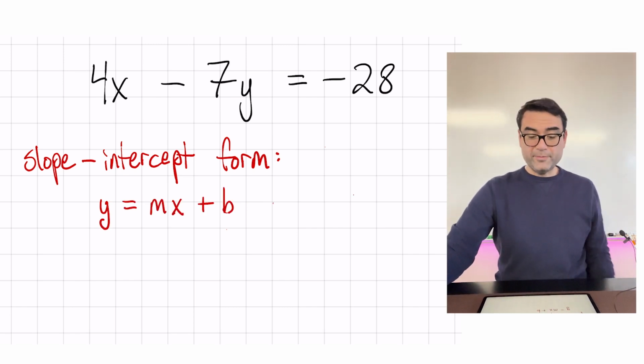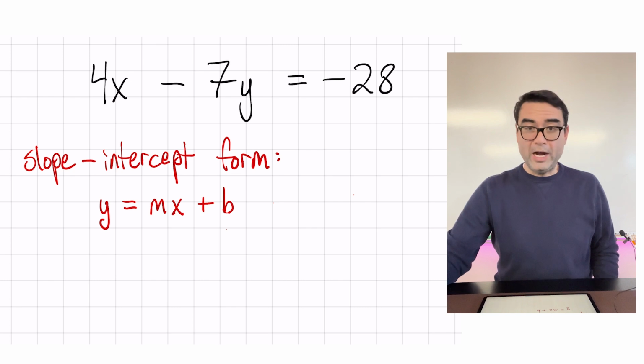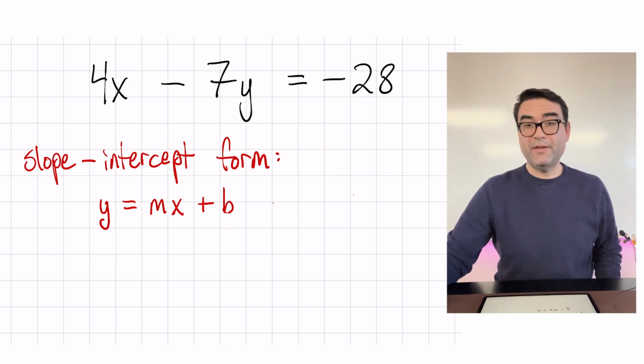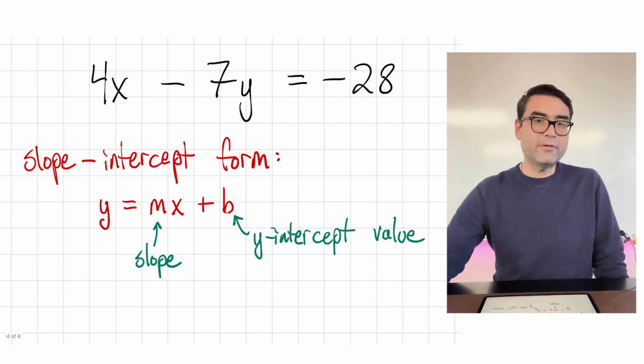So slope-intercept form is a form of a line where we write y, the y variable, equals m, the slope of a line, times x plus b, which is the y-intercept value. Okay, so how are we going to do this?